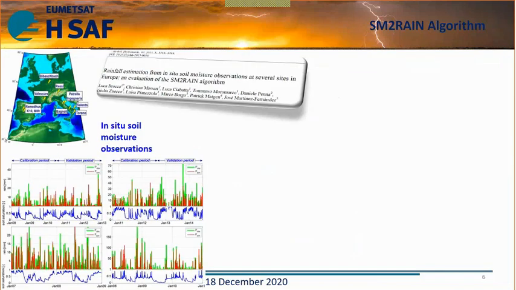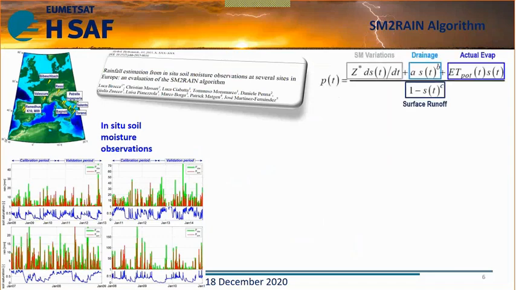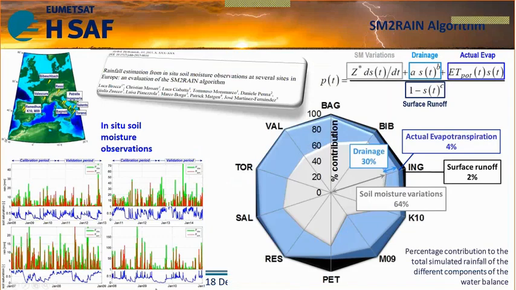In this study we carried out in 2015, we estimated the different contributions of the water fluxes related to the soil water balance equation, in which we can see that the contribution of the evapotranspiration and the surface runoff is very limited. So this is why we can neglect these two fluxes.